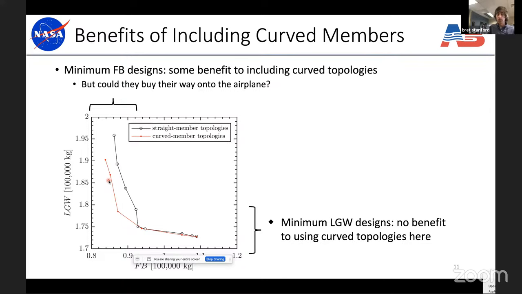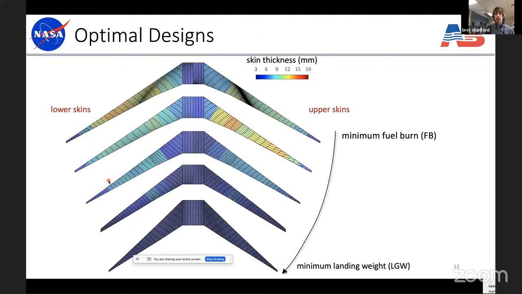But anyway, this is something that you should keep in the back of your mind. And this shows some of those optimal designs along the Pareto front. For the curved member topologies, again, going from minimum fuel burn to minimum landing weight, we have some weirdness here where the optimizer sort of took advantage of us, I would say, and came up with this dense clustering of stringers.